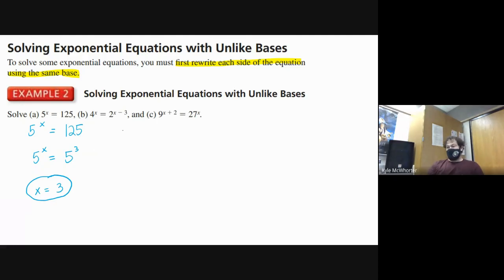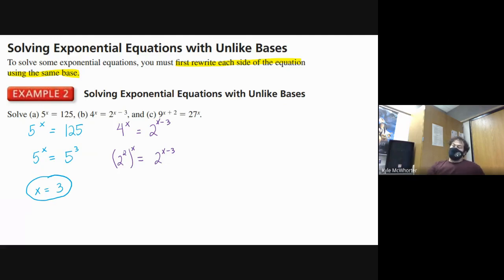For b, we've got 4 to the x equals 2 to the x minus 3. And so these are different bases, but can I write them as powers of the same base? I can rewrite 4 as 2 squared, right? So instead of 4 to the x, I can rewrite the 4 as 2 squared. And then I'll leave the right side alone because this is just 2 to the x minus 3.